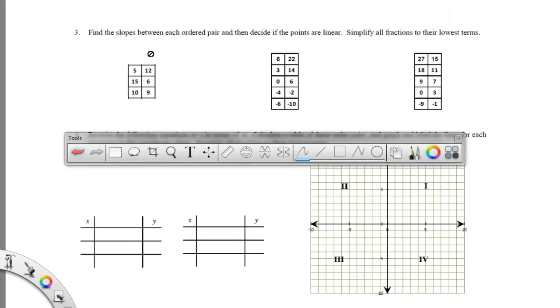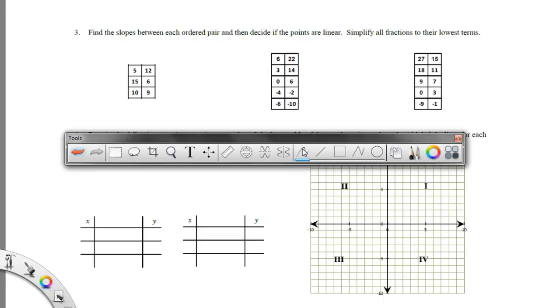Okay, there we go. It says find the slopes between each ordered pair and then decide if the points are linear. First of all, some of you never found the slopes between each ordered pair. I told you not to do it the same way that you did it on the worksheet review. I want you to find the slope between each one of these ordered pairs, even if they're the same. And I explained that. Then decide if the points are linear. Now you know they're linear if they have the same slope. It says simplify all fractions to their lowest terms. Okay? So let's go ahead and get started.